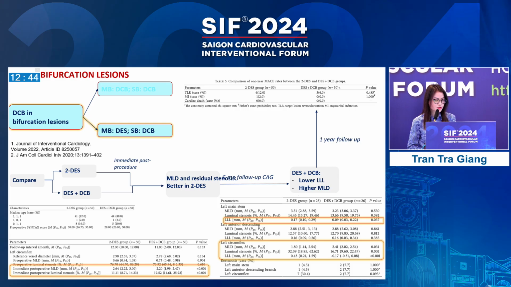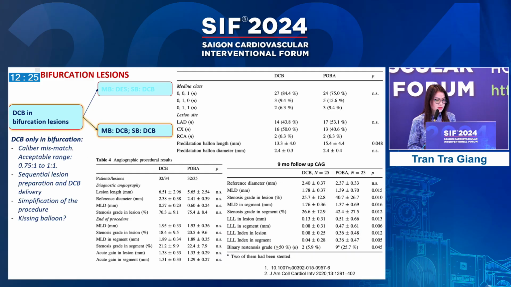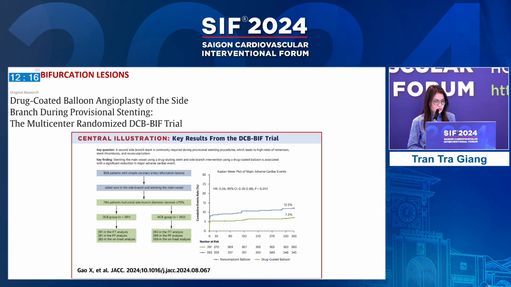The procedural outcome was better with the 2-stent strategy according to minimum lumen diameter and percent stenosis, but at 6 months follow-up, the research shows a better outcome with the DES and DCB hybrid, with lower late lumen loss and higher minimum lumen diameter. Another report shows that DCB in the main branch and the side branch compared to balloon alone was better at 9 months follow-up. In 2024, a trial with DCB from a Chinese group showed a better outcome with DCB in the side branch and stent in the main branch, with a non-compliant balloon.